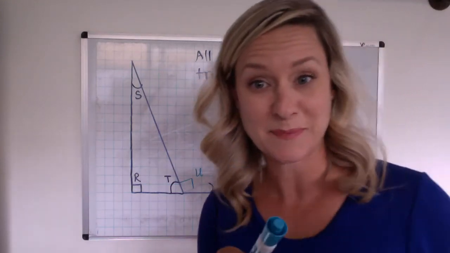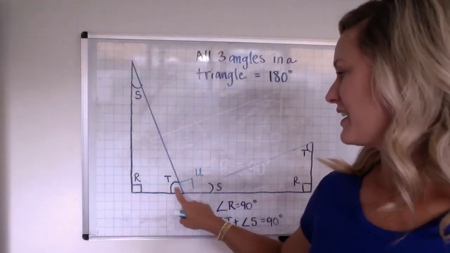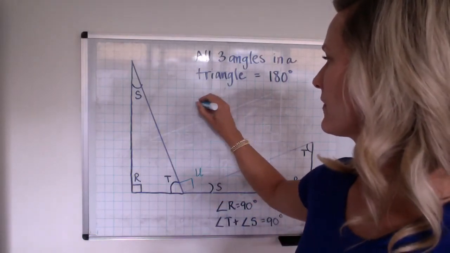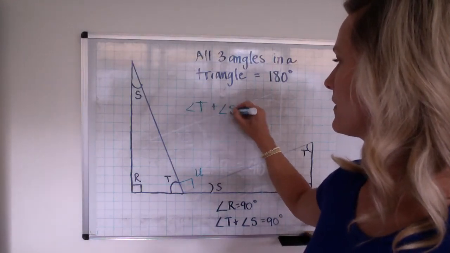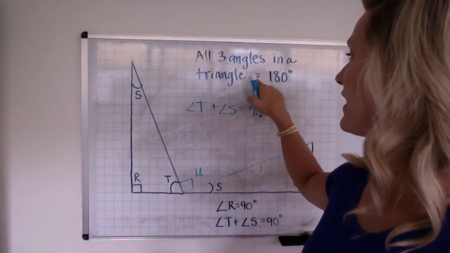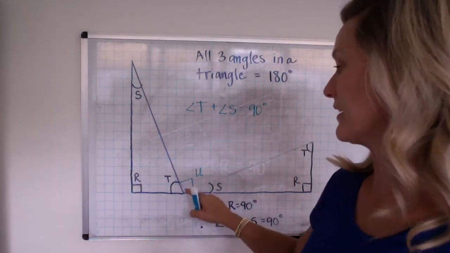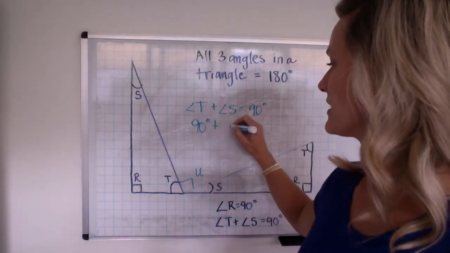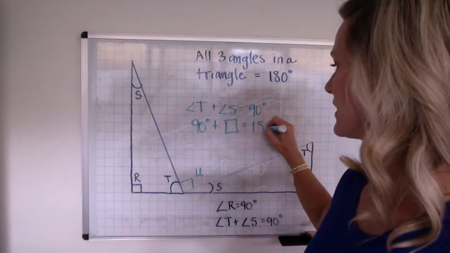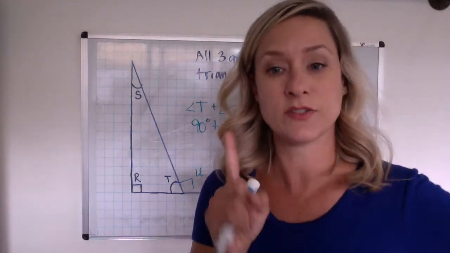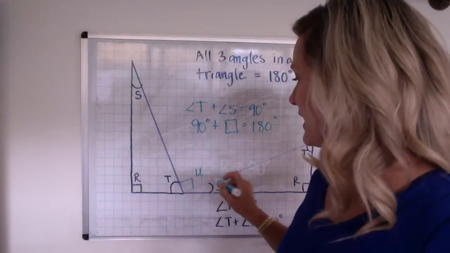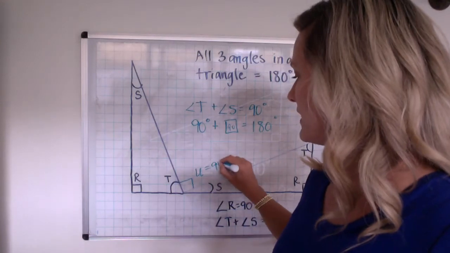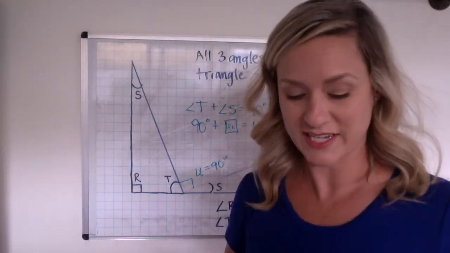Well, I'm going to guess. Okay, so let's check it out. If this and this is 90 degrees, and we know that the sum of triangles add up to 180 degrees, then 90 plus what makes 180 degrees? Well, I'm going to go ahead and guess you know the answer to that. You probably guessed it. Angle U must be 90 degrees. So now we know angle U equals 90 degrees. That must be another right angle.